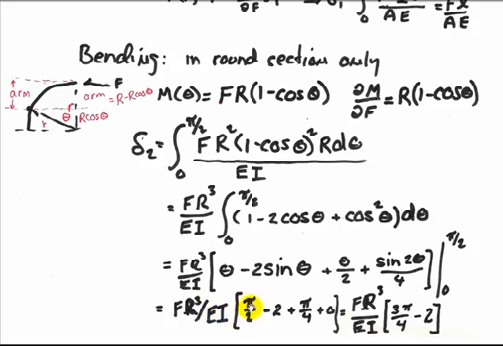And theta between the limits of pi over 2 and 0 is pi over 2. Minus 2 sine of theta between the limits is a minus 2. Our theta over 2 at pi over 2 is a pi over 4. And the sine of 2 theta, both at 2 times pi over 2, which is pi, and at 0, goes to 0. So that term evaluates to 0. And so my deflection piece, because of bending, is FR cubed over EI times (3 pi over 4 minus 2).